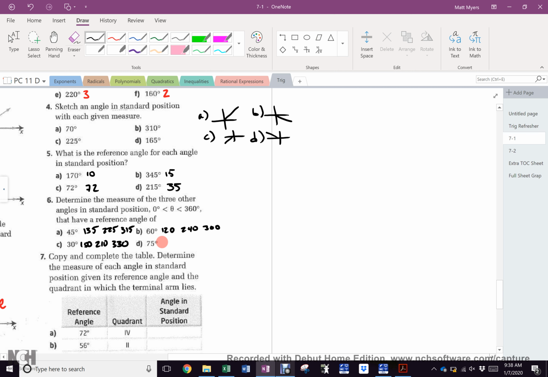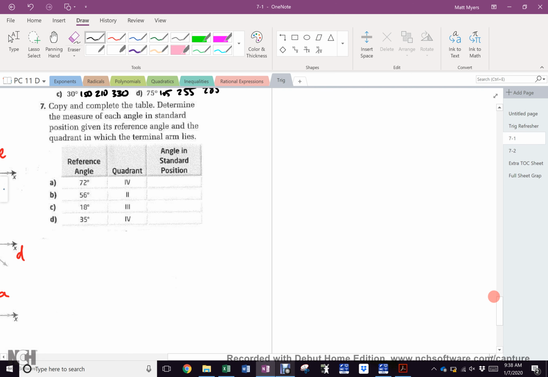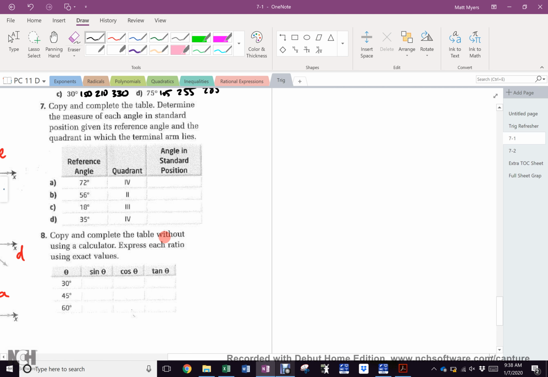And 75 is 105, 255, and 285. Yeah? And then the last part, you weren't supposed to do number 8. Oh, you didn't have a number 8 to do. Sweet. Oh, I erased it. That's right. So if I do that, it should show up. Yeah, there it is.